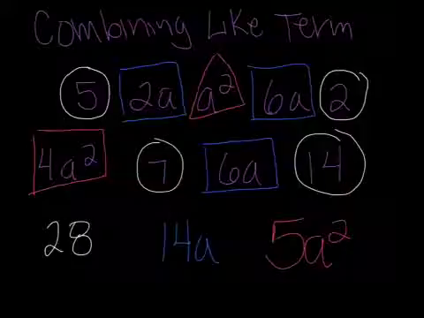If it's a constant, we're looking for constants. If it's a linear term, we're looking specifically for linear terms that have the same variable. If it's squared terms, we're looking for squared terms with the same variable. Now let's go to adding and subtracting polynomials.